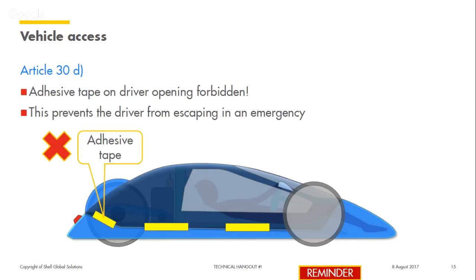Next slide. Okay, this is another area which teams often make a mistake on, which is about adhesive tape to keep the body cover on. Especially for prototype vehicles, some teams like to put adhesive tape to hold cover in place and to reduce drag. But we'd like to remind you that this is actually dangerous, because when you put a lot of adhesive tape on the car, the driver actually has great difficulty escaping in the event of an emergency. So please remember, no adhesive tape to hold down the vehicle cover. Next slide.